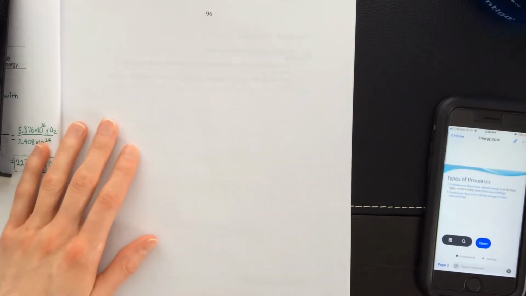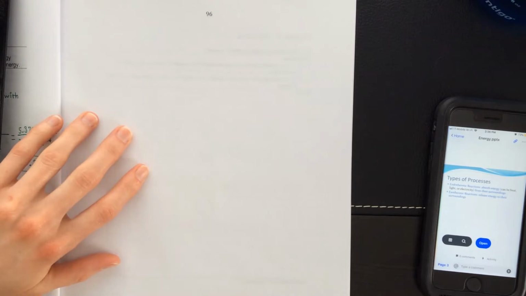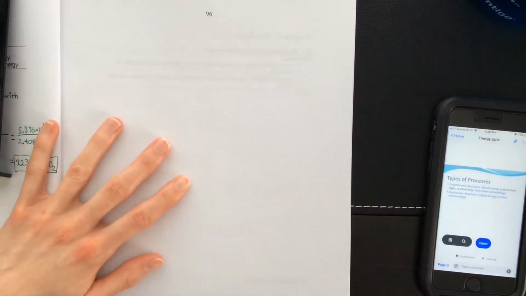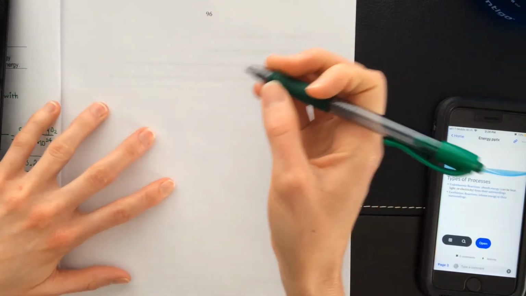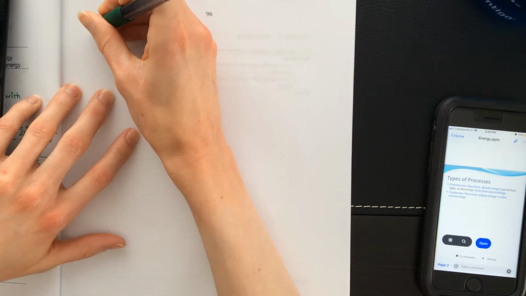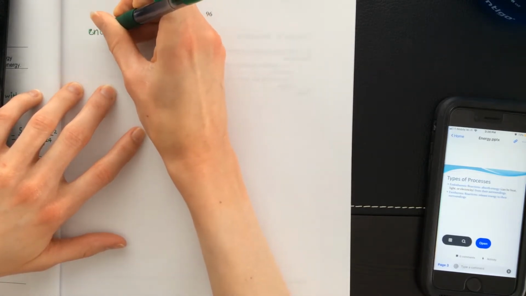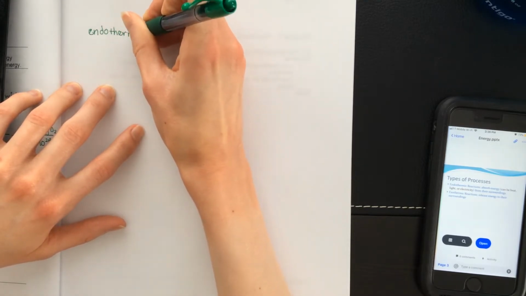And this is actually a pretty easy section. It's about energy and how energy is transferred in reactions. So there's two big vocabulary words that you need to know, and they're endothermic and exothermic. Maybe you've heard of those before. There are two different types of reactions. So all reactions are either endothermic or exothermic.